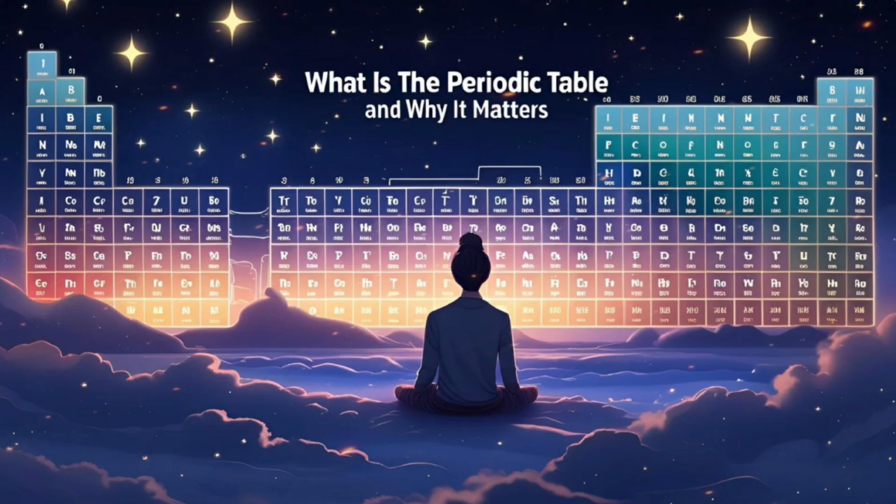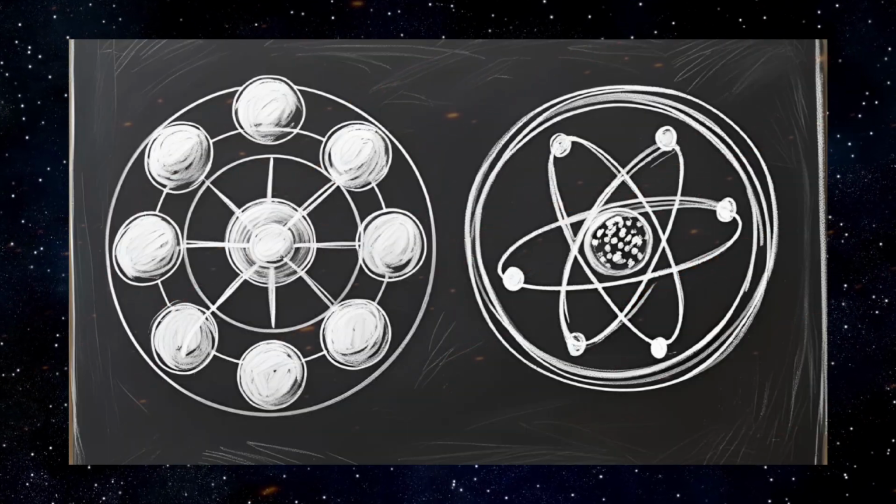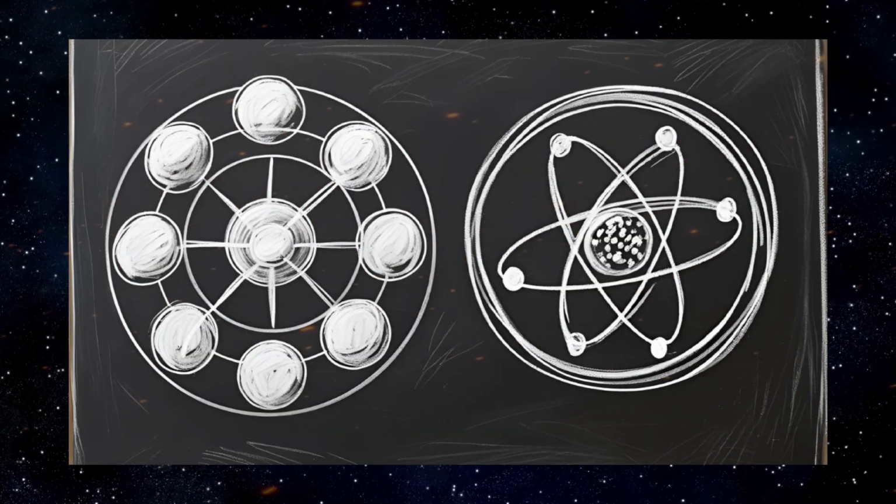The table is organized into rows called periods and columns called groups or families. These divisions are not arbitrary. Elements in the same group often behave in similar ways because they share the same number of electrons in their outer shell. These outer electrons, known as valence electrons, are responsible for the chemical interactions that take place. Sodium and potassium, for example, are both in group 1. They each have a single valence electron and are highly reactive, especially with water. Their shared behavior is not coincidence, it's structural.